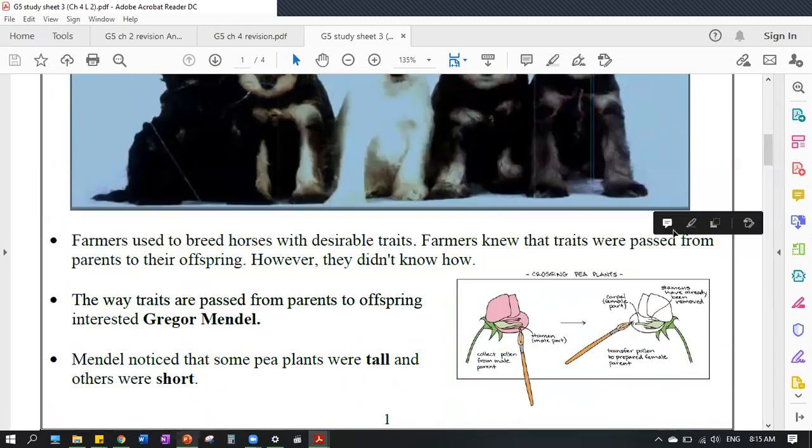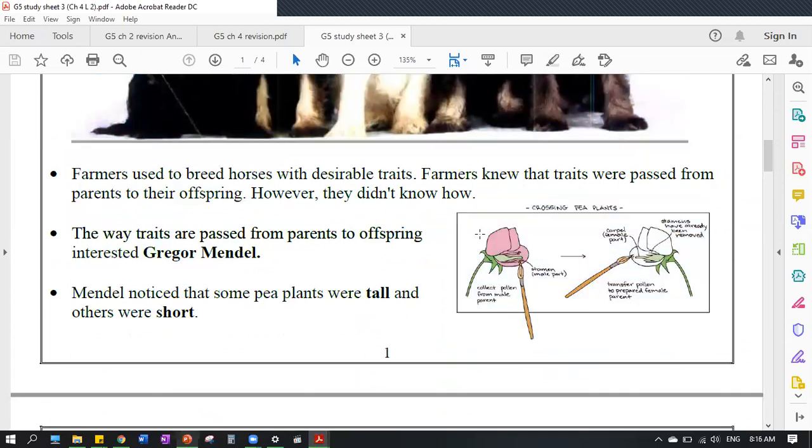And we said that farmers at all times used to breed horses. Breed here means mate horses, like you get a male and a female horse with the traits that they wanted, so they can have offspring with the desirable traits, like they could be fast and strong enough, so they are gathering all the good traits they needed.